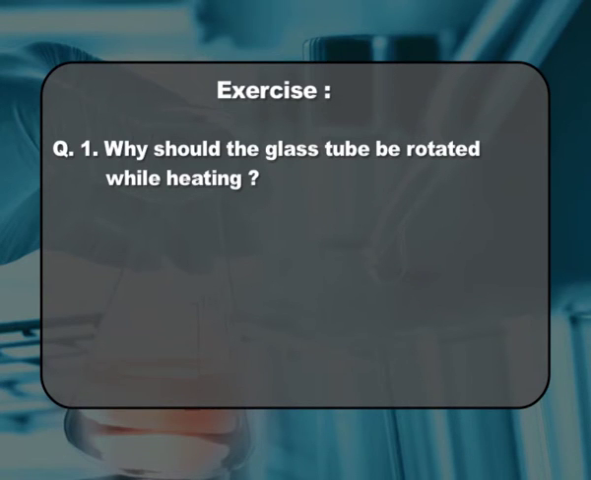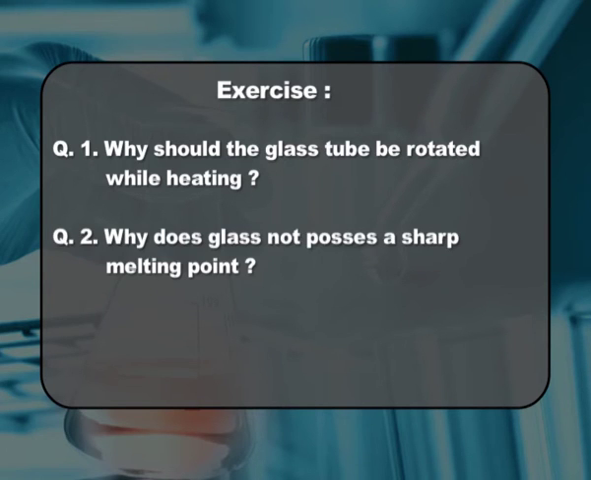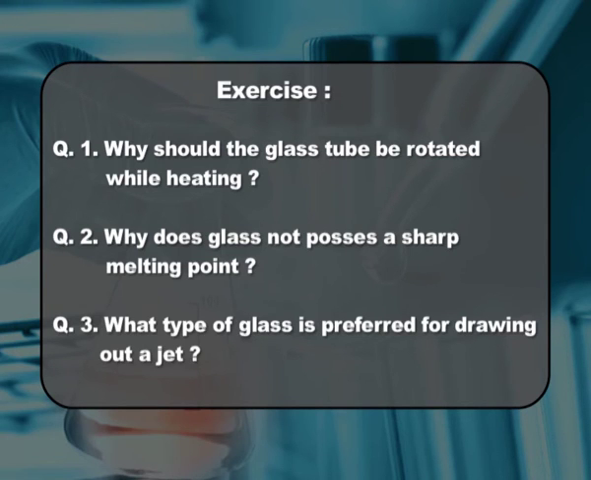Exercises for learners. Number 1. Why should the glass tube be rotated while heating? Second, why does glass not possess a sharp melting point? Third one, what type of glass is preferred for drawing out a jet?